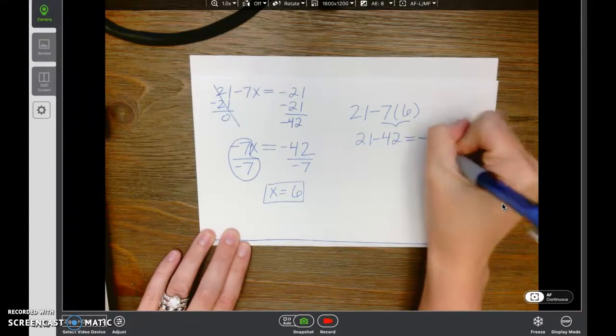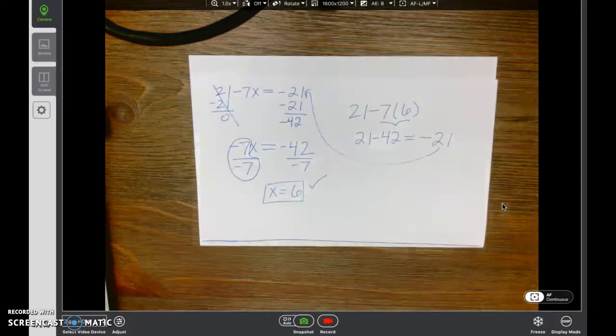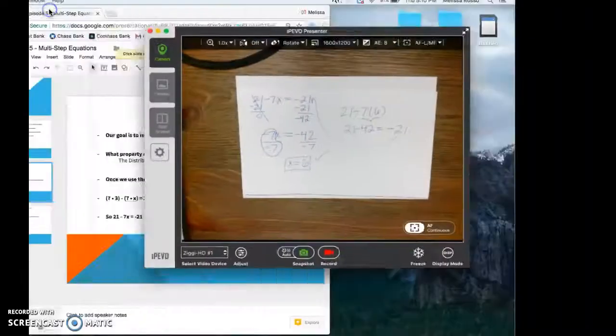And my answer will be negative 21, which is what I needed. So that means my answer is correct. Okay, so let's do another equation.